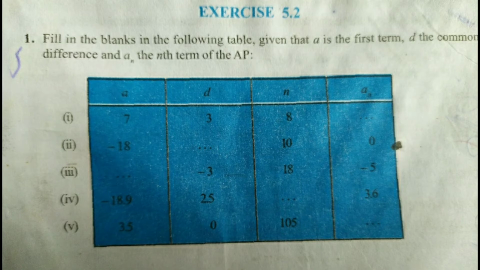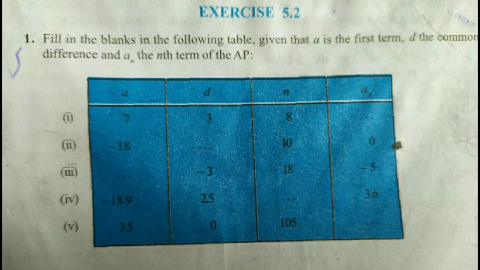and d is the common difference, and a_n is the nth term of the AP. So we have to find out here. In the first one, the first term a is given as 7, the common difference d is equal to 3, and n is 8. So we have to find the value of the nth term.